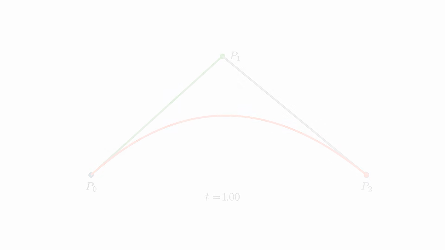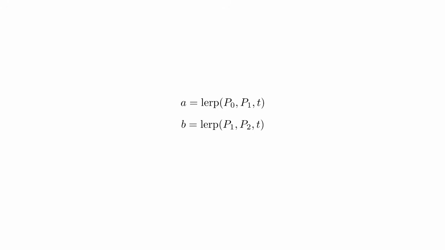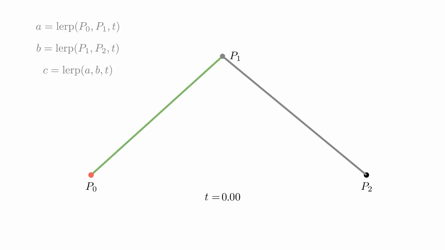Okay, I know that was a lot, but let's look at the equation so that you guys can understand a little bit better. So we first perform a linear interpolation from P0 to P1, and we call that A. Then we perform a linear interpolation from P1 to P2, and we call that B. Then finally, we perform a linear interpolation from A to B, and that C is our curve.